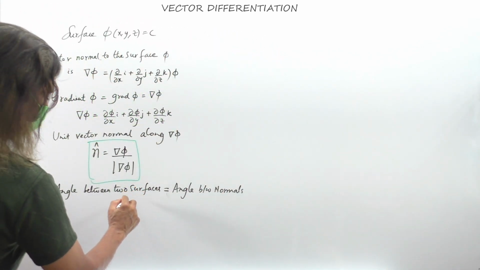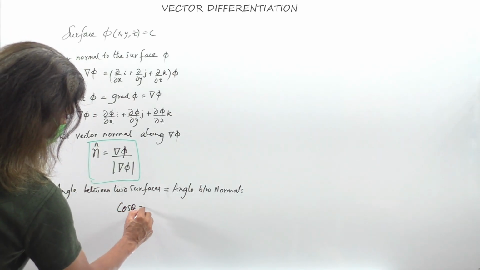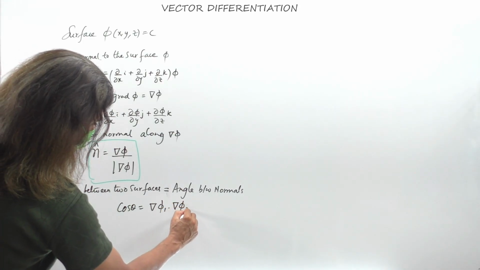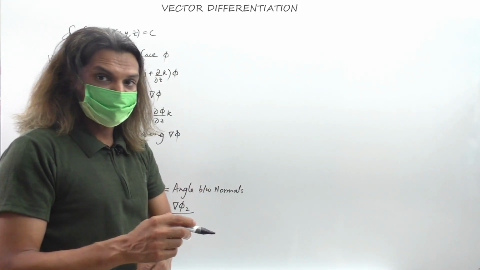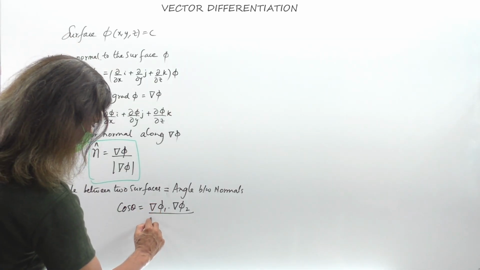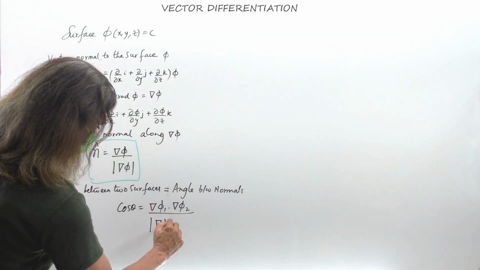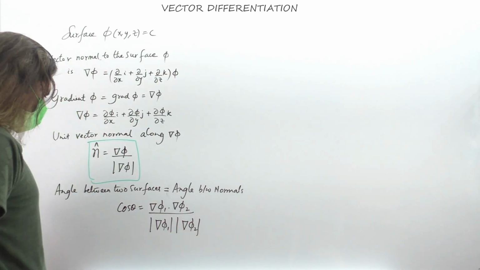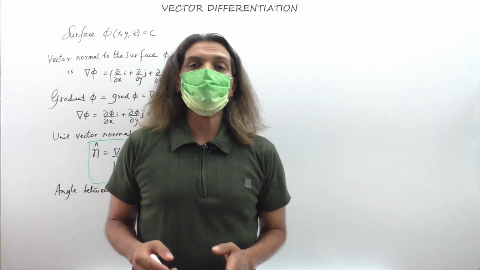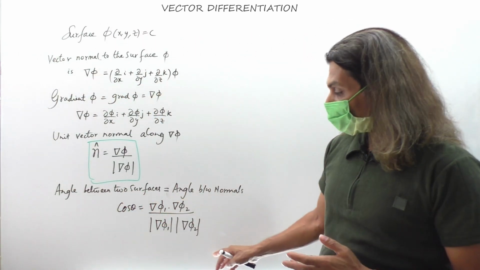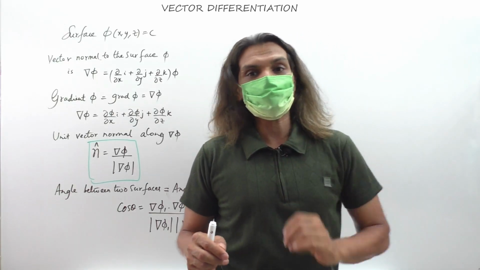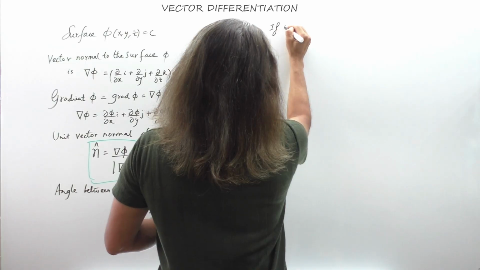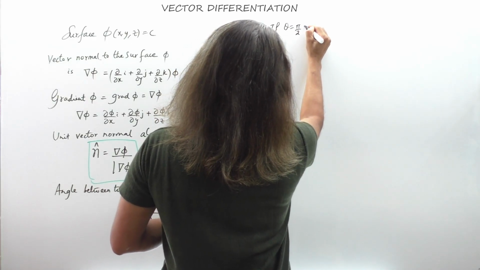So that formula is given as cos theta is equal to del phi 1 into del phi 2 upon modulus of del phi 1 into modulus of del phi 2, where phi 1 and phi 2 are the two surfaces. That's all. So the angle between two surfaces is given as cos theta is equal to del phi 1 into del phi 2 upon modulus of del phi 1 into del phi 2. This is a 6 marks question.